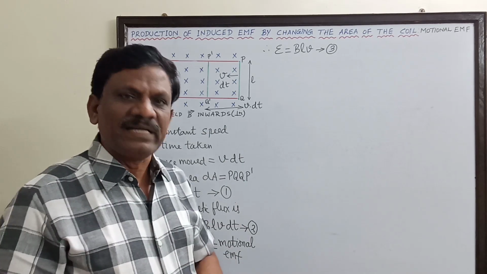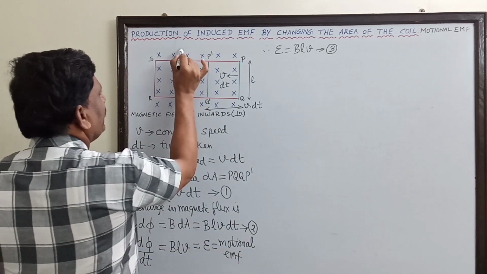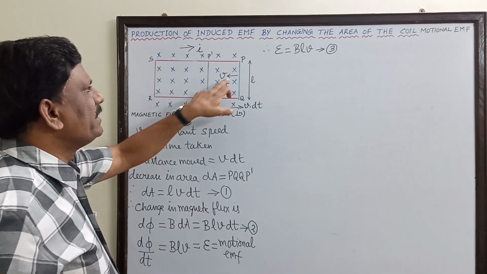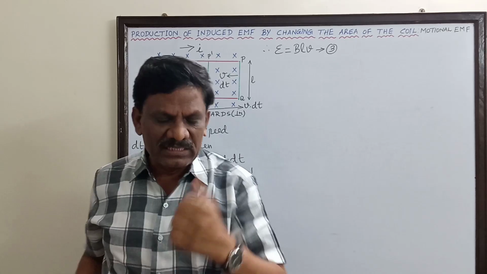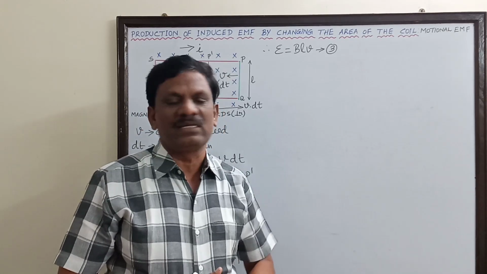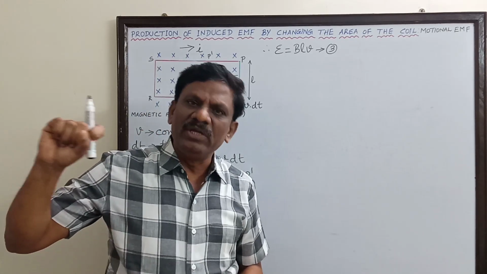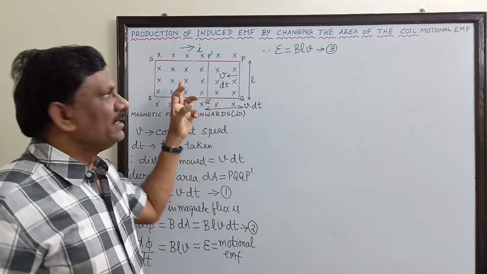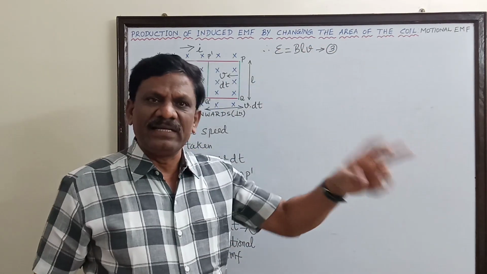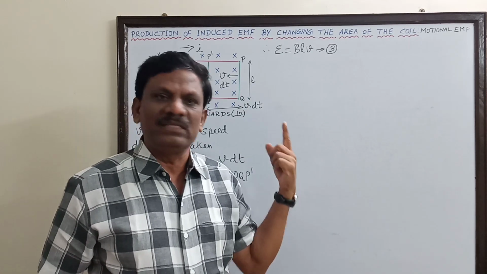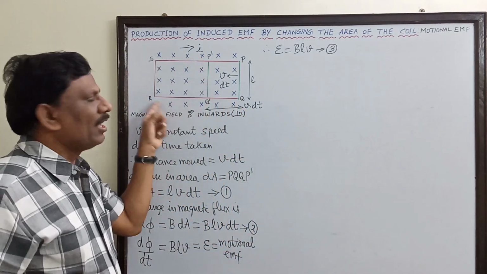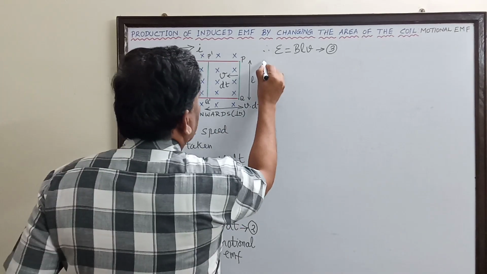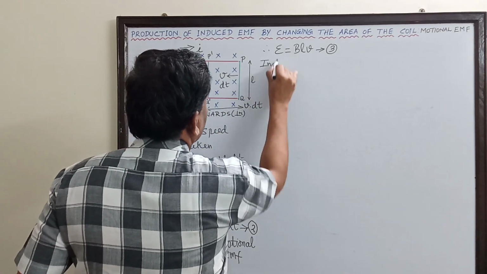for the induced current, and the direction of the induced current, I, is always opposite to the direction of motion of the conductor in accordance with Lenz's law. So when the conductor PQ is moved to the left hand side, then the induced current will be in the clockwise direction. The current will be flowing in the clockwise direction. Understand?